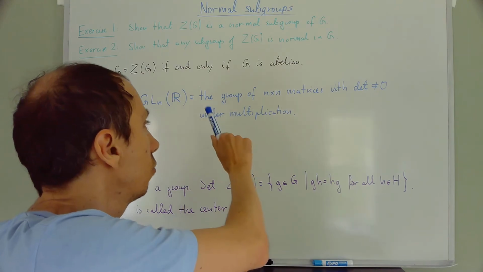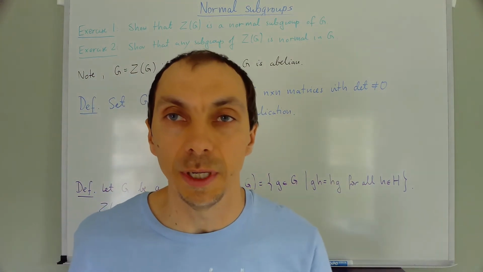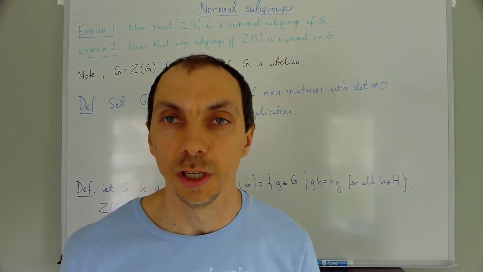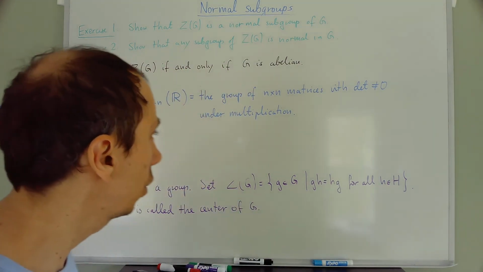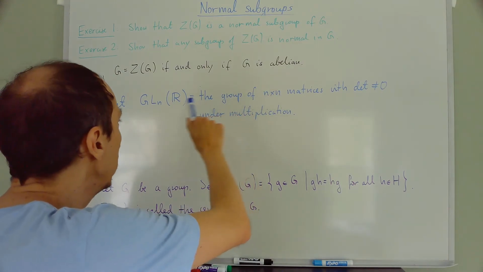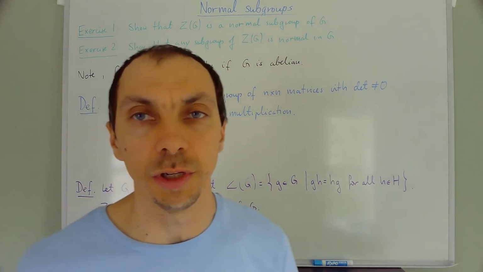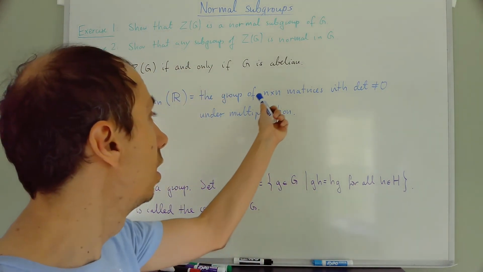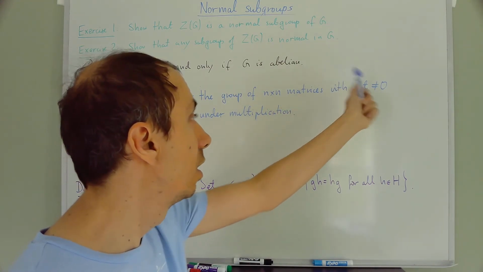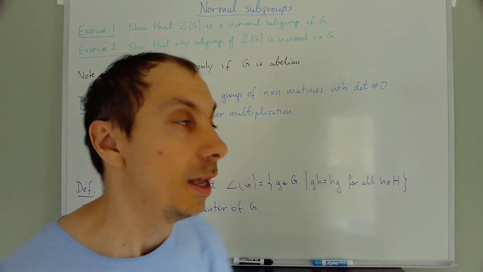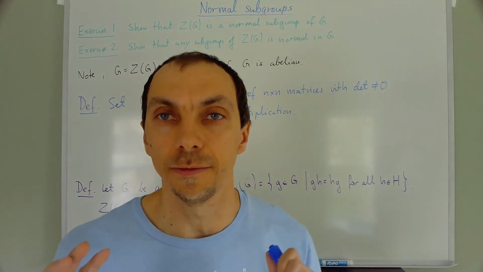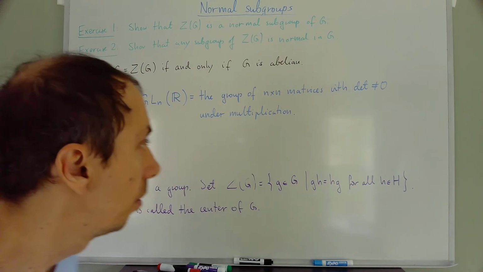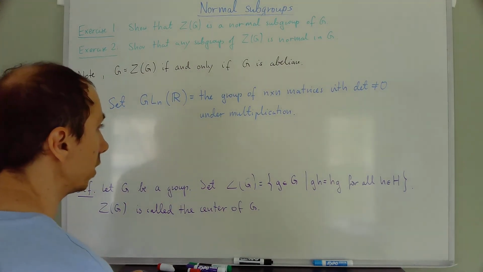I should also mention that if you take two n by n matrices with non-zero determinants, you get a matrix with non-zero determinant. So the multiplication of n by n matrices really is a binary operation on the subset of n by n matrices with determinant non-zero. Okay, so this is a group under multiplication. I'll leave the details to check for you, but I more or less explained why this is a group.